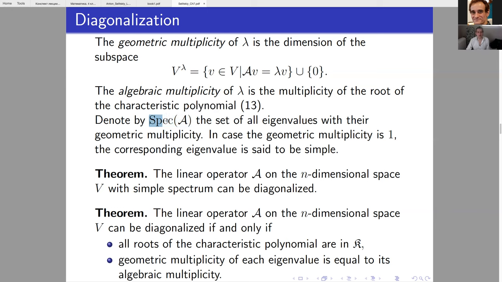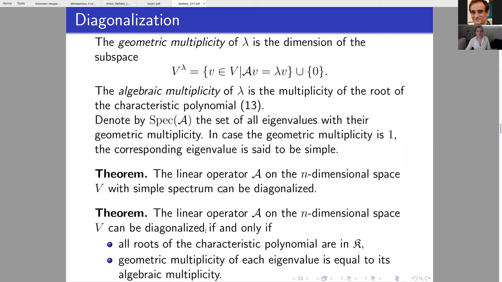If the geometric multiplicity is equal to one, then this eigenvalue is said to be simple. There is a well-known theorem that if a linear operator A of an n-dimensional space has only a simple spectrum, meaning it has simple eigenvalues, then it can be diagonalized.